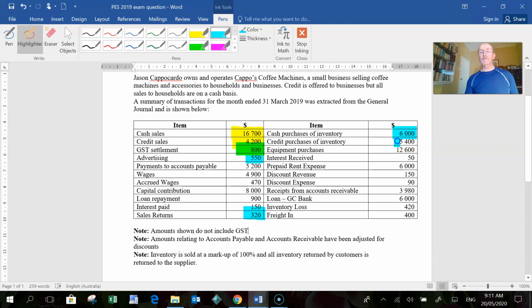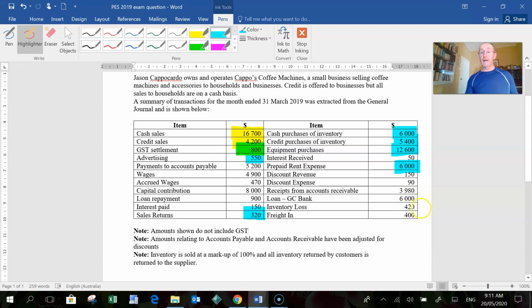Credit purchases of inventory will be a debit of 10%. Equipment purchases, debit to the GST clearing, take 10% of that figure. Interest is not GST. Prepaid rent, yes. We want 10% of that figure as the payment. All right. Revenue, discount expense, no GST attached to those. Receipts from accounts receivable, right? So we've done that. That is the money coming into the bank account, but it already includes the GST inside that figure. Loan, no GST attached to that.